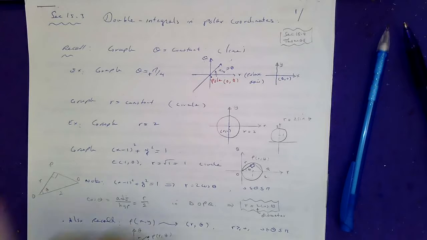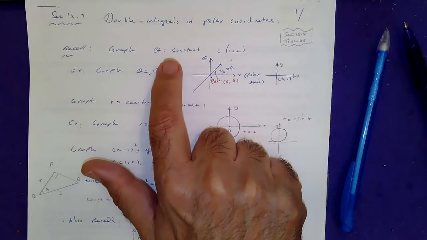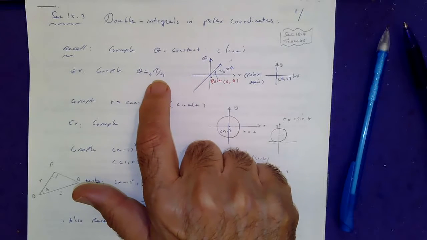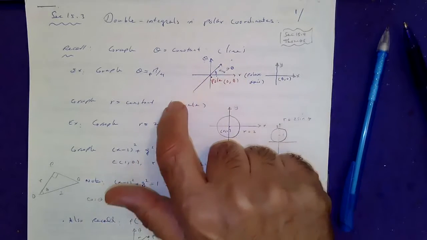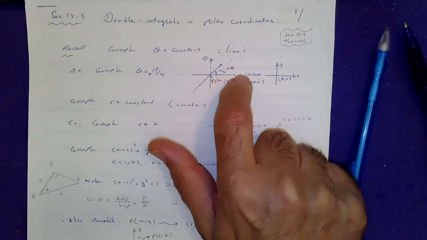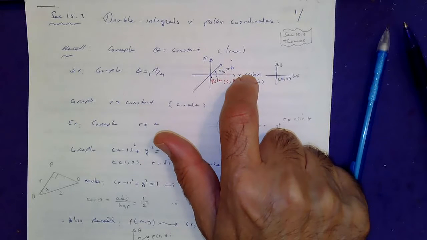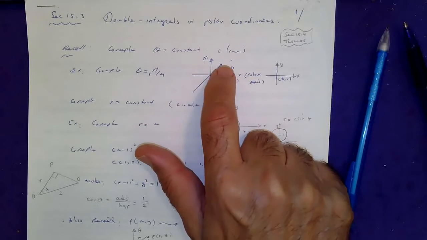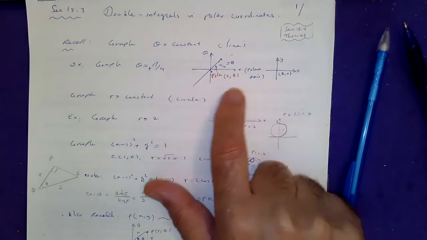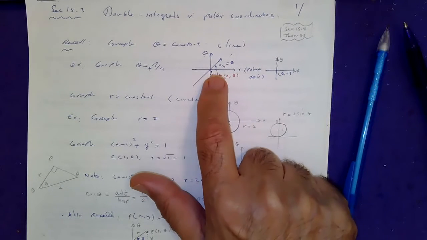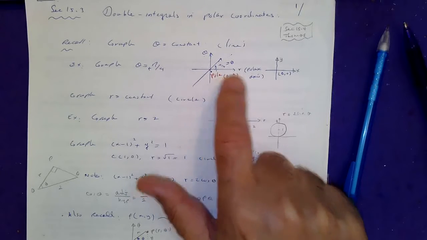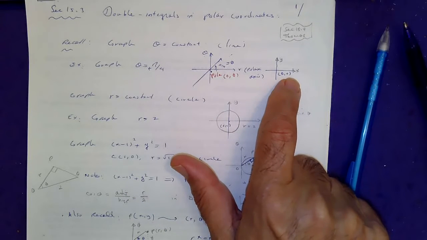Just to refresh your memory, remember when we were asked to graph theta equal to a constant, like let's say pi over 4, the graph is a straight line which makes an angle of pi over 4 with the polar axis, which is the x-axis, and it goes through the pole, whose components are not 0, 0, but 0 comma theta. In other words, there is more than one way to get to a point in polar coordinates than there was in Cartesian.